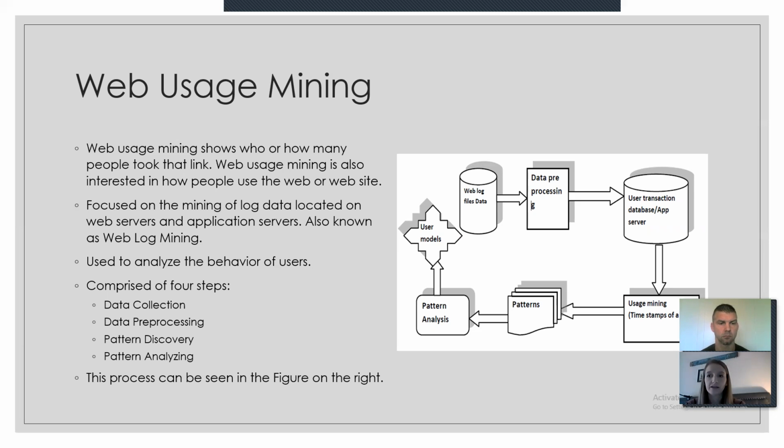Weblog mining is the mining of log data located on web servers and application servers. It's comprised of 4 steps: data collection, data pre-processing, pattern discovery, and pattern analyzing. This process can be seen in the figure on the right.